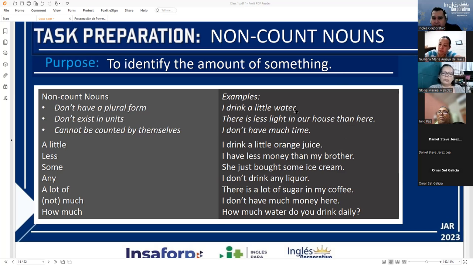Examples. I drink a little water. There's less light in our house than here. I don't have much time. I drink a little orange juice. I have less money than my brother. My brother has more money. She just bought some ice cream. Not a lot, not a little, some ice cream. I don't drink any liquid. Zero liquid. There's a lot of sugar in my coffee. I don't have much money here. How much water do you drink daily?